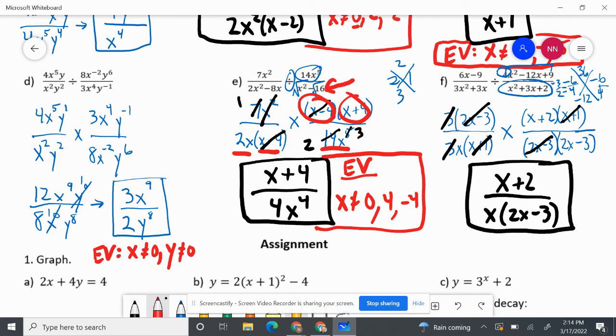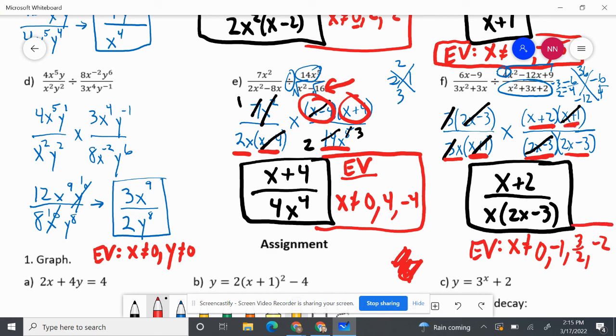Now, when I'm looking at the excluded values, what gives us 0 in the denominator? And once again, the reason that we find the excluded values is because we can't divide by 0. So these are the values of x that we can't have, otherwise our problem is not valid. Monomial gives us a 0. This is the opposite of 1, which is -1. This right here would be 3 over 2, and 3 over 2, and -2. -1, which we already have, so we're not going to put it again.